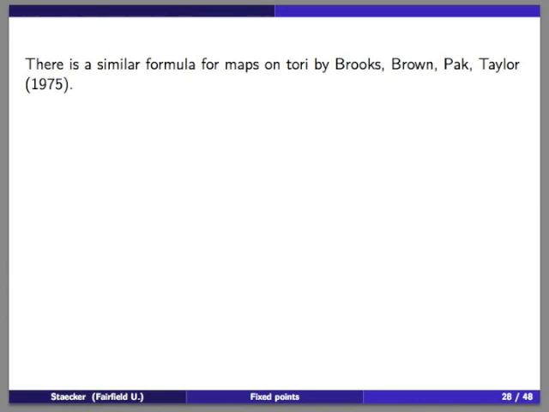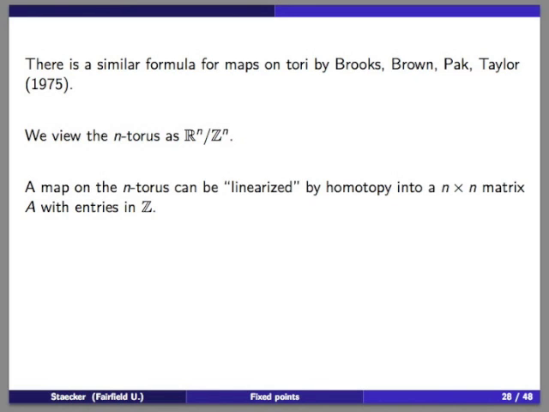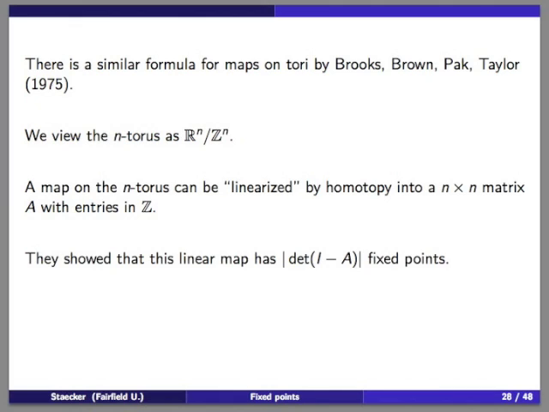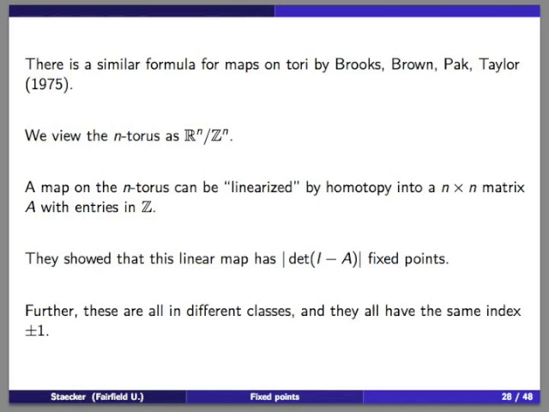Okay, so on tori, there's a similar formula to these simple formulas on the circle by Brooks, Brown, Pak, and Taylor, 1975. So you can view the torus as the quotient of R^n modulo the integer lattice. And then a map on the torus, you can always change by homotopy to sort of linearize into an n by n matrix with integer entries. And then they showed that such a map has this many fixed points: the absolute value of the determinant of I minus A, where I is the identity matrix. This should remind you of the absolute value of 1 minus d. This is a higher dimensional version of that.